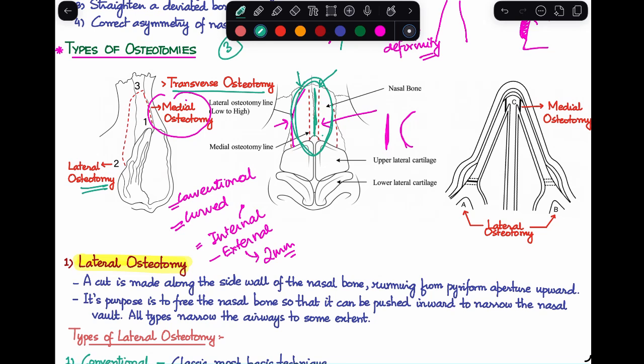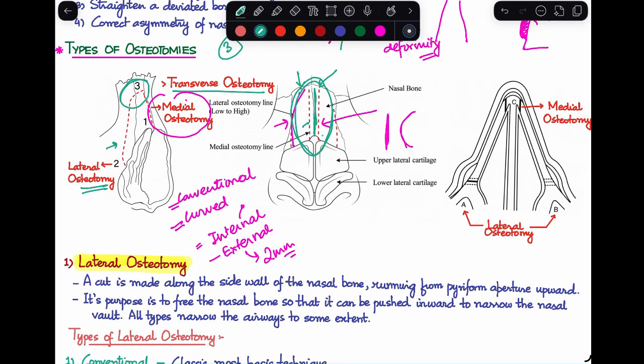Now, this medial osteotomy can be an oblique or a vertical cut. Medial osteotomy's purpose, I will talk about a little more later. It is only used in cases of significant deviation. So in lateral osteotomy, we were basically trying to move the nasal bone inwards. With medial osteotomy, we are trying to separate the two nasal bones out from each other so that they can be moved independently. And lastly, we have transverse osteotomy.